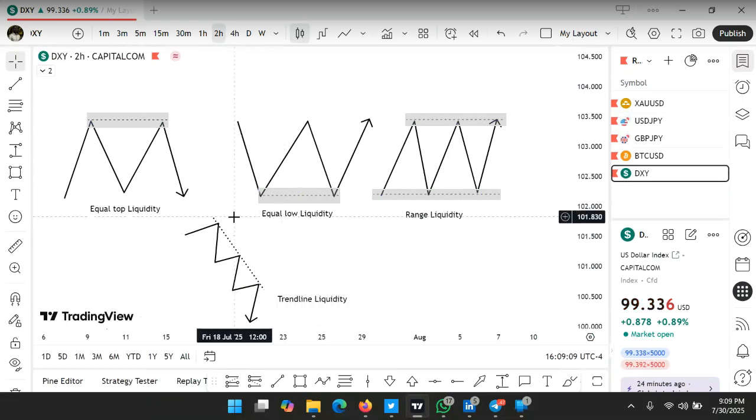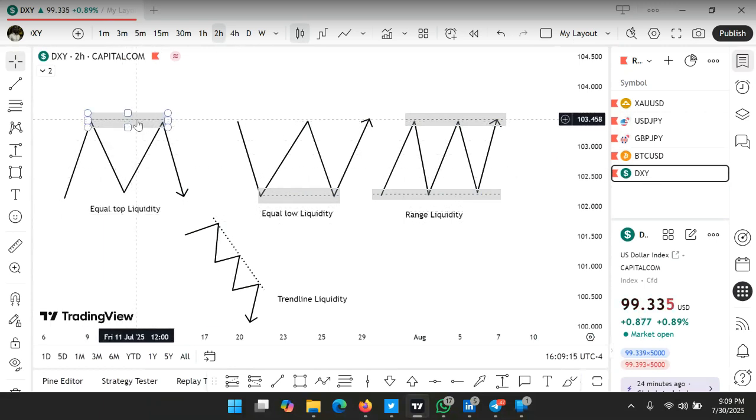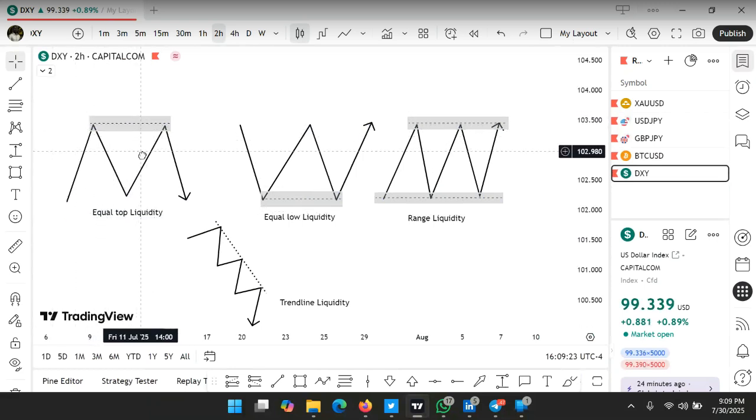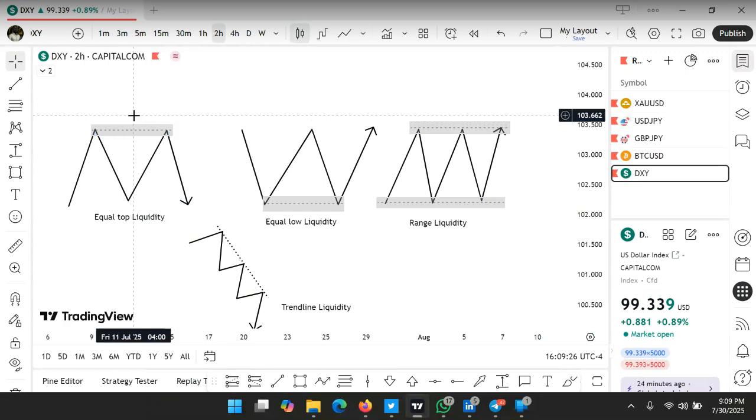So what's the logic behind this liquidity? Equal top liquidity. The reason behind it is that whenever you see two equal highs like this, there is always a trap. Liquidity is what these guys, the smart money, use to get into the market. Just like I said, inducement is also part of liquidity. But liquidity in a general term is more of a flow of money, or where there is money in the market.